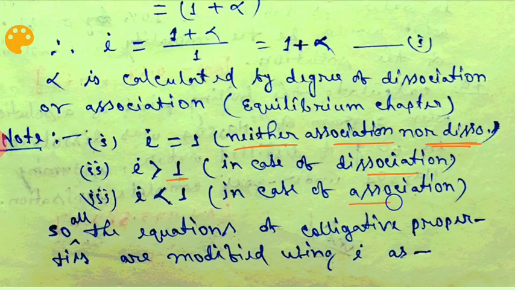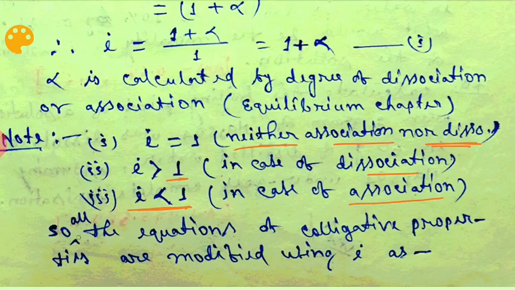In case of association, what happens? I will be less than 1. Why will I be less than 1? Because the particles get attached with each other. So the total number of particles will be less, and hence the value of I is less than 1. Its value will be less than the expected value.